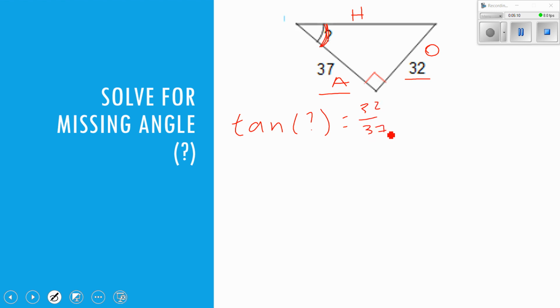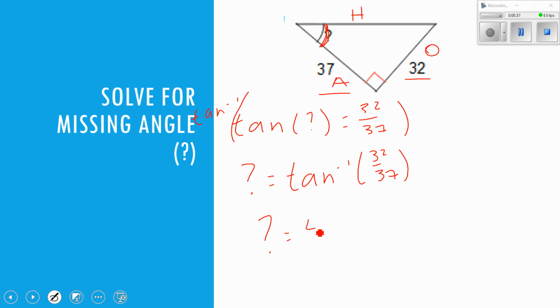And now I go, okay, I'm solving for the angle. It's inside the trig. I need to do the inverse trig. So I'll do the inverse trig of both sides. I'll get question mark equals inverse tangent of 32 over 37. And now I have something I can type straight into my calculator. I do inverse tangent of 32 over 37, and I get question mark equals 40.9.